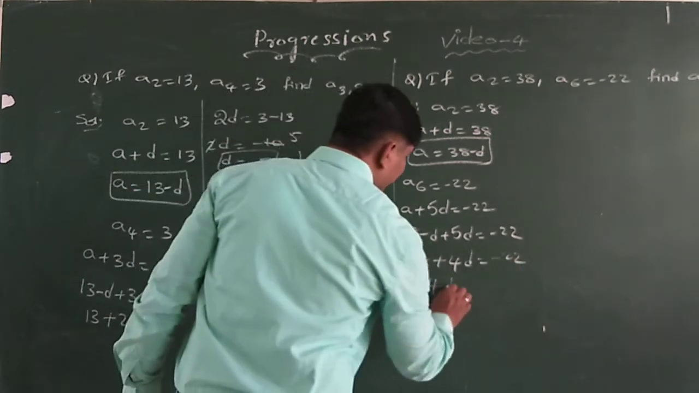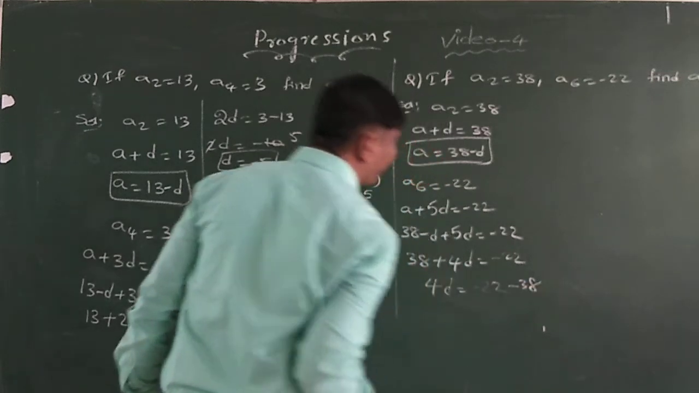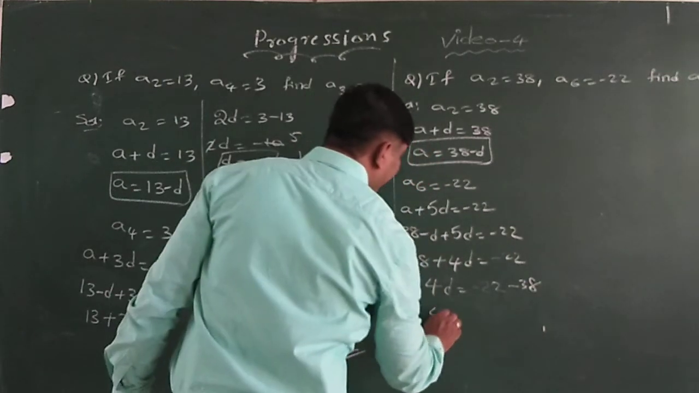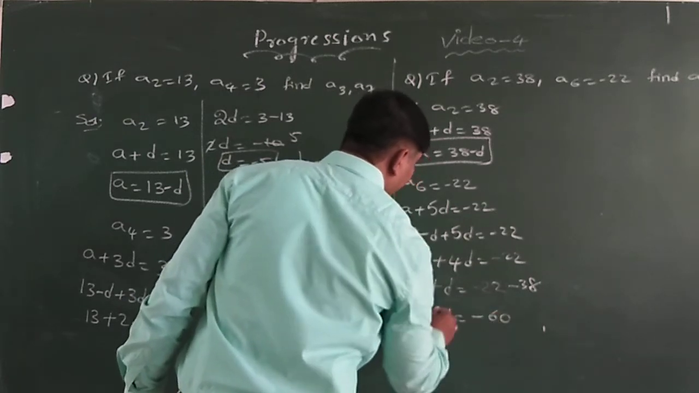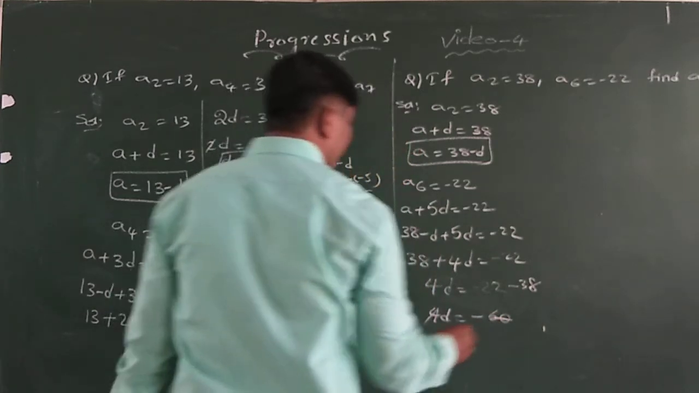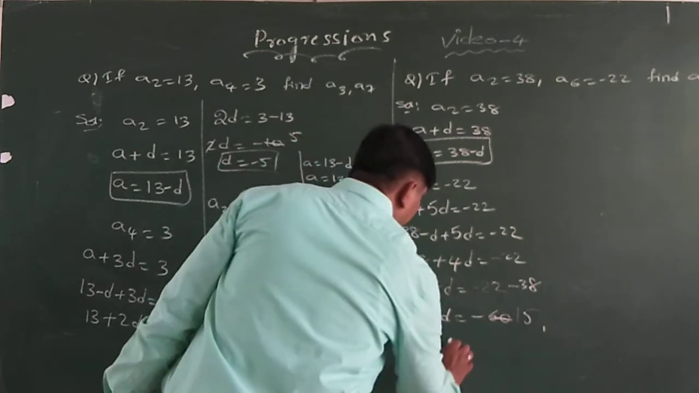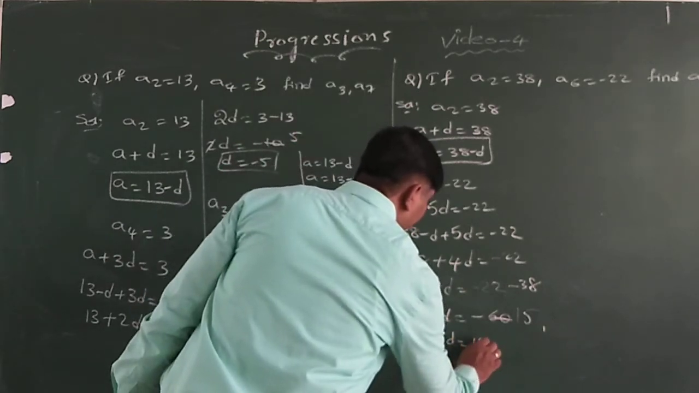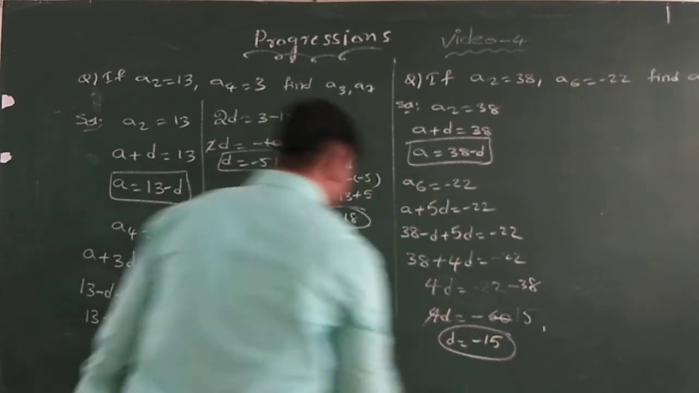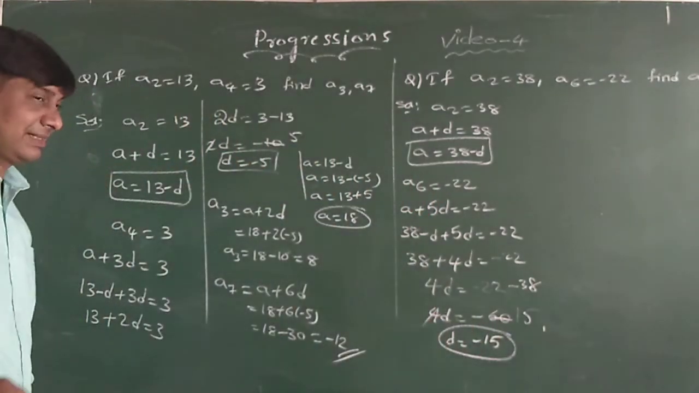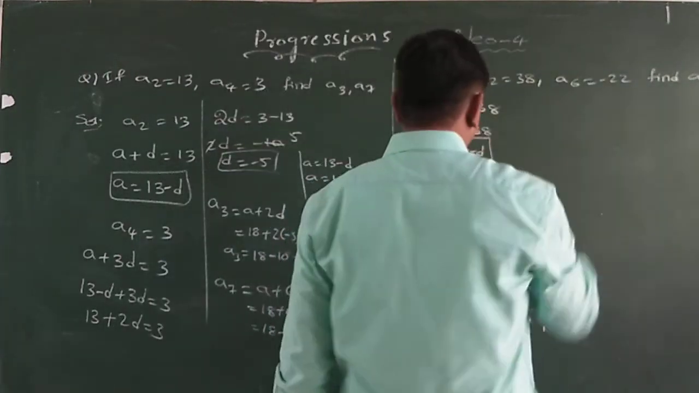Now transfer the values. 4D is equal to minus 22 minus 38. 4D is equal to minus 60. D is equal to minus 15.